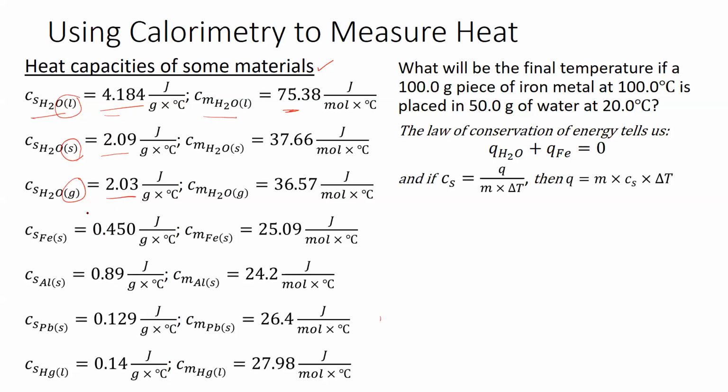Okay, now something like water, right? Water has a specific heat because of its phase, but you'll notice that when we look at other substances, like say iron, or aluminum, or lead, or mercury, all of these other substances that we have here, they're all solids. Jessica, I'll get to your question in a second.